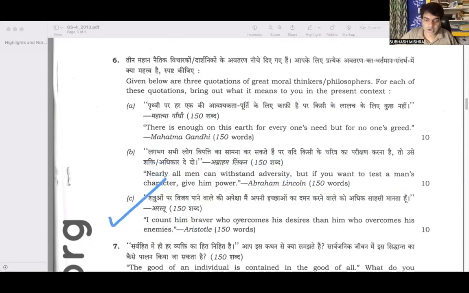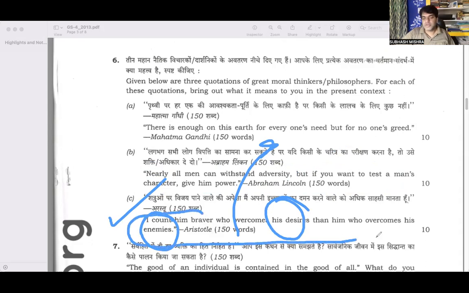"I count him braver who overcomes his desires than who overcomes his enemies." So what is he talking about? Can you decode it from the syllabus? Anyone? You don't have to read for it, you have to apply your mind. I have told you earlier about those keywords coming from the syllabus in this question paper itself. I count him braver, overcome his desires. Is it probity?